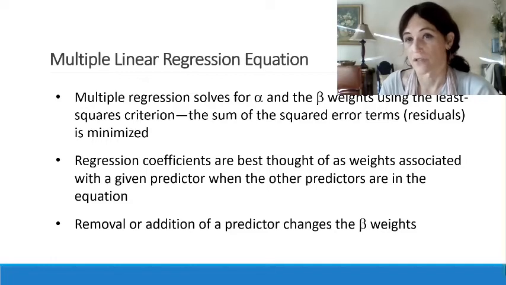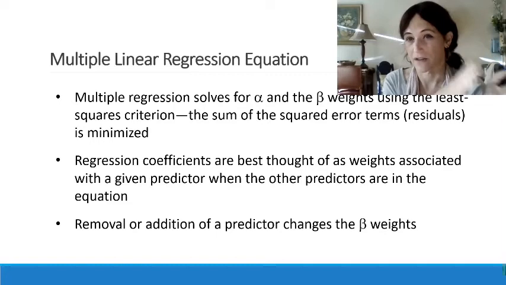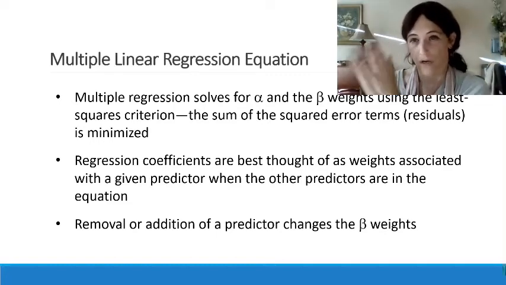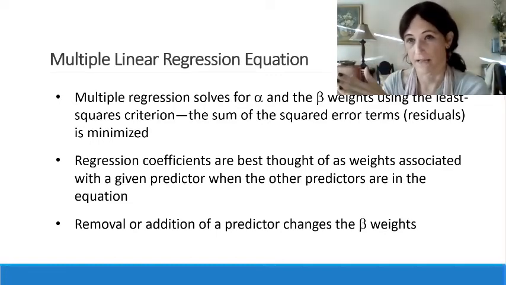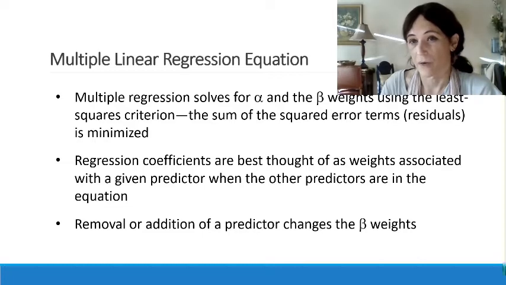What would our coefficient be? Once we took away the variability that was explained by the other variables, how much would our variable that we're interested in explain? So removal or addition of a predictor can then also change the beta weights.